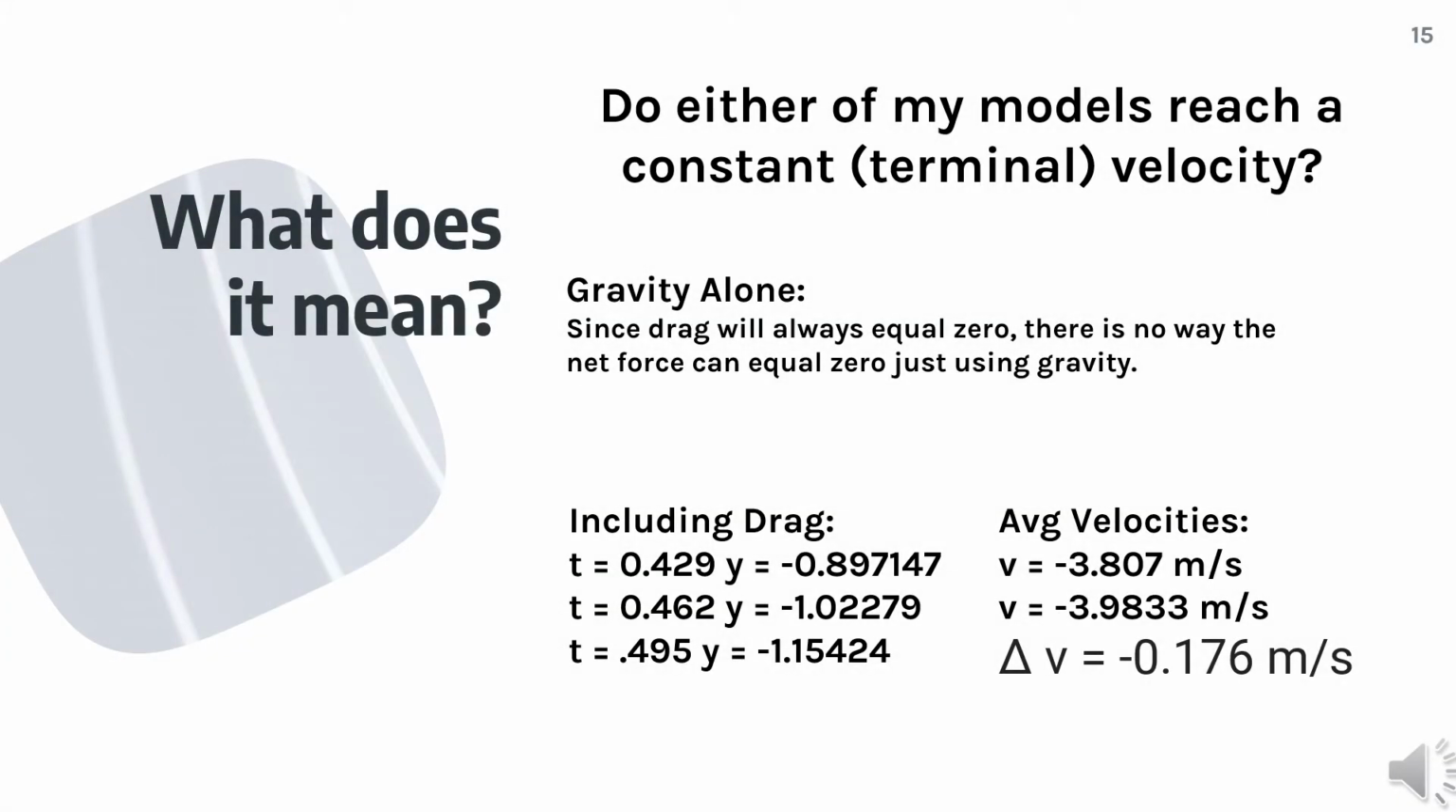Do either of my models reach a constant velocity? Well, this is easy for gravity alone. No, since the net force will always be non-zero, there will always be an acceleration or change in velocity throughout the predicted motion. As for the drag model, I used the 3 final time steps and calculated the change in their average velocities, -0.176 meters per second. This is really close to 0, but not quite 0. Therefore, neither of my models reach terminal velocity.